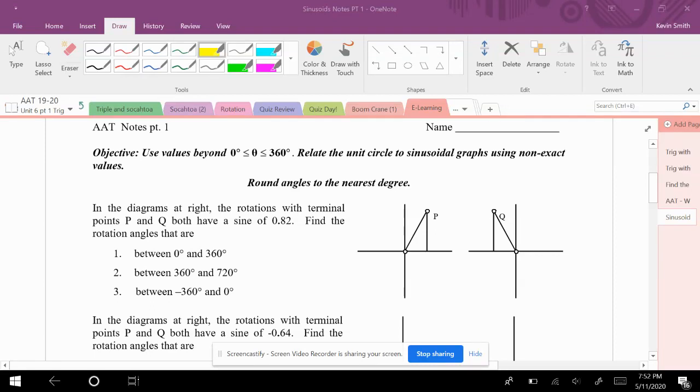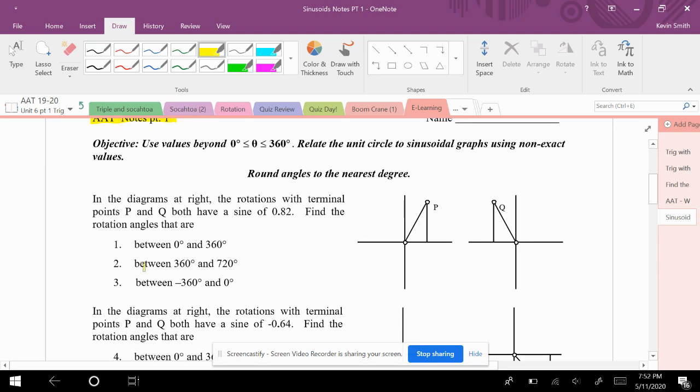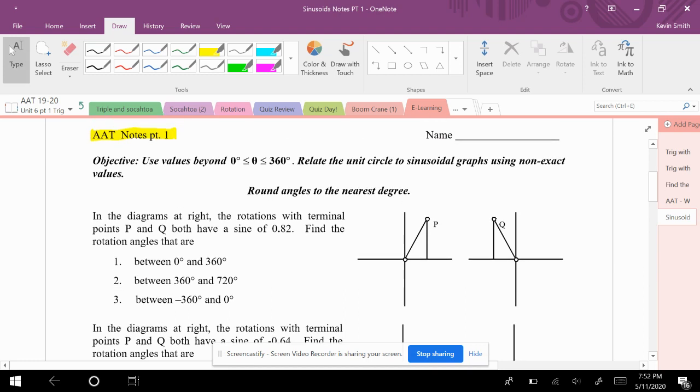Hey guys, okay, so we are going to be looking at this note sheet right here. If you have it out, please print it. Otherwise, just grab a blank sheet of paper. This will be notes part 1. I'm going to do the first question with you guys and let you finish the other practice.